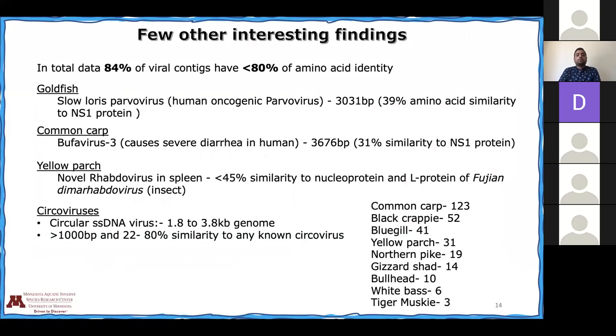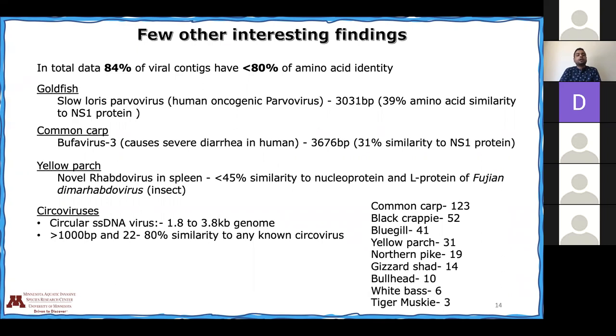So there are a few other interesting findings in our data I want to mention here. In the total data, 84% of viral contigs are below 80% amino acid identity to any reported viruses present in the database. So this signifies how divergent and how novel our fish viruses are.